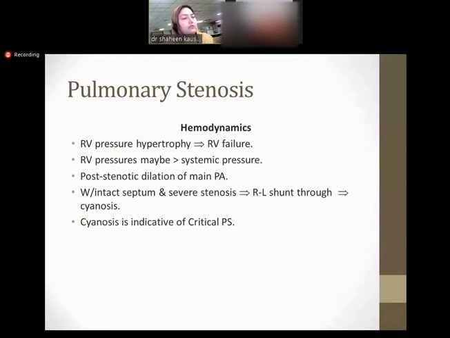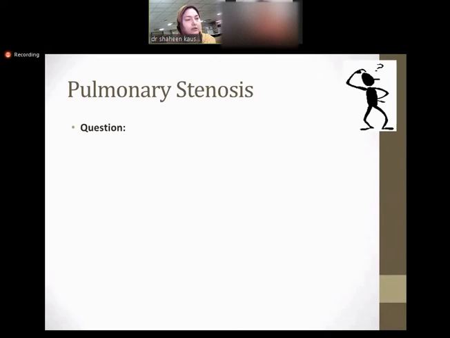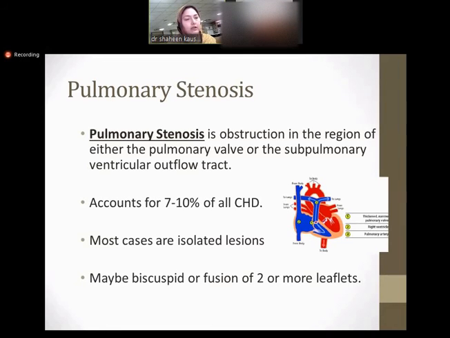Hemodynamic pathophysiology: right ventricular pressure hypertrophy. As I am telling you again and again in different slides, if the outflow is obstructed, there is increased pressure in this chamber. It tries to push out the blood into the pulmonary vessel. As the outflow is obstructed, the right ventricular pressure and volume overload is increased. It has to exert more force, so it is hypertrophied.